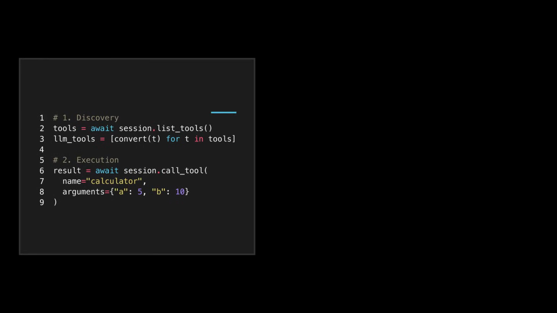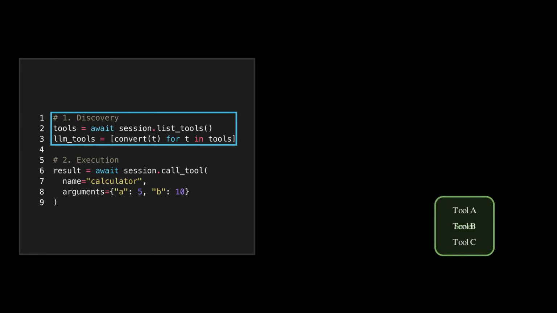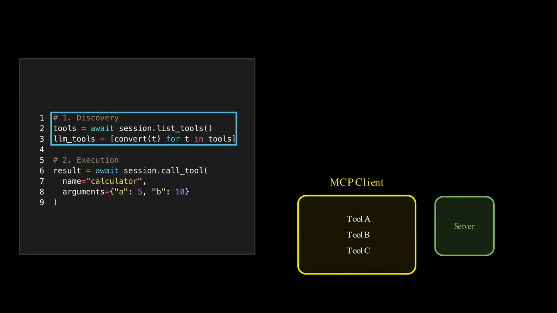Now, let's give our agent hands. Working with tools is a two-step process: discovery and execution. First, discovery. When we connect, we ask the server, "What can you do?" We call list_tools, and the server returns a catalog of capabilities, names, descriptions, and schemas.